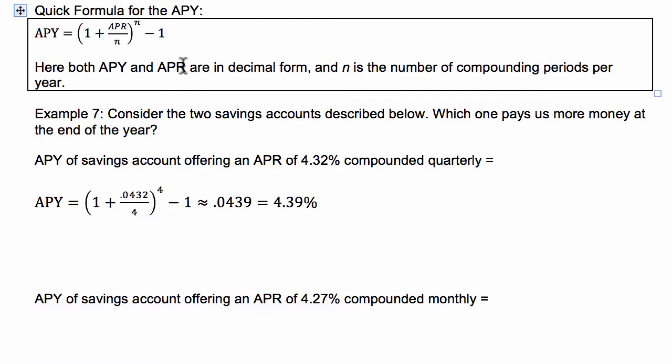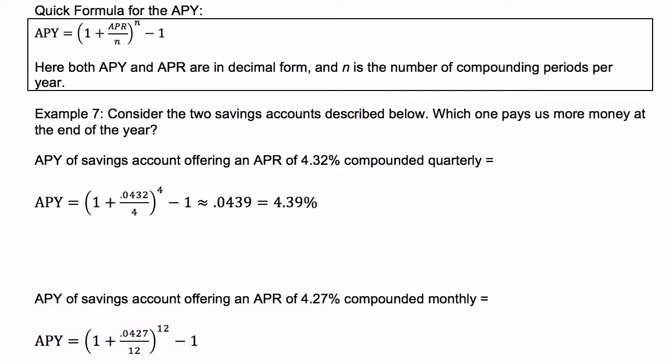When calculating the APY for the second savings account, we substitute 0.0427 into our formula for APR and 12 into our formula for n. We get APY equals the quantity 1 plus 0.0427 over 12 to the 12th power minus 1. Once again, be very careful when inputting this into your calculator. There must be parentheses around 1 plus 0.0427 over 12, and minus 1 cannot be part of the exponent.